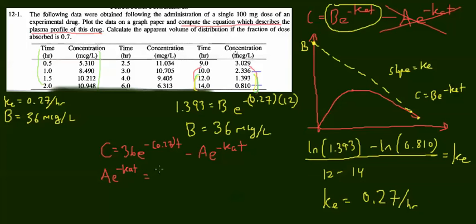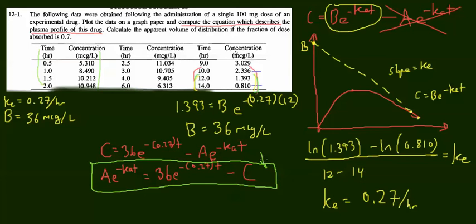So this is equal to 36 e to the negative 0.27 times time, minus concentration. So now this is what we're working with, and we want to find A and we want to find Ka. And how do we do that? This is probably the most intensive part about feathering, when you make the second feather. So we just made the first feather, which is the B line. Now we need to make the A line.